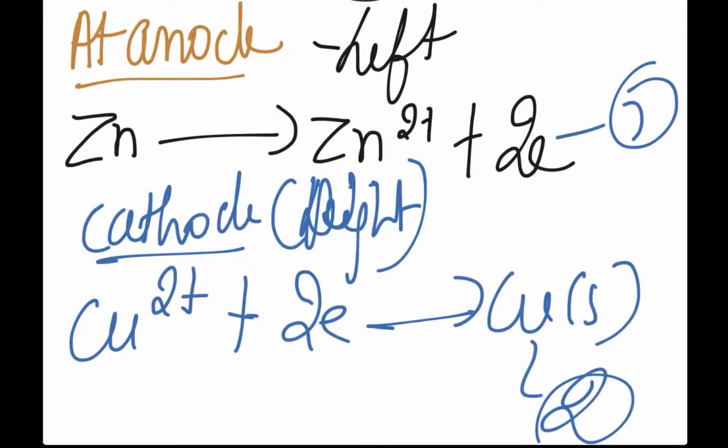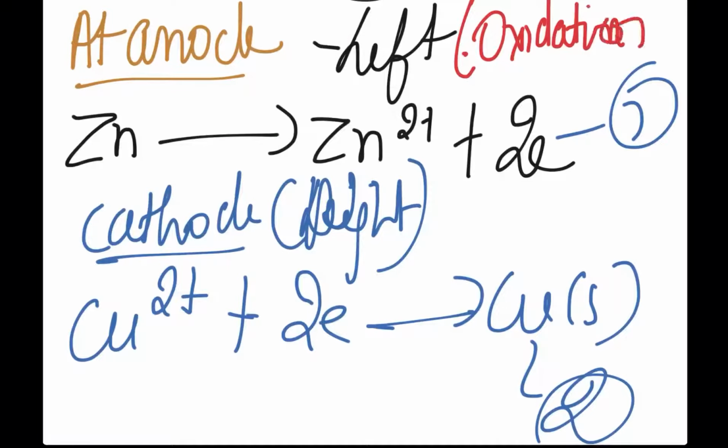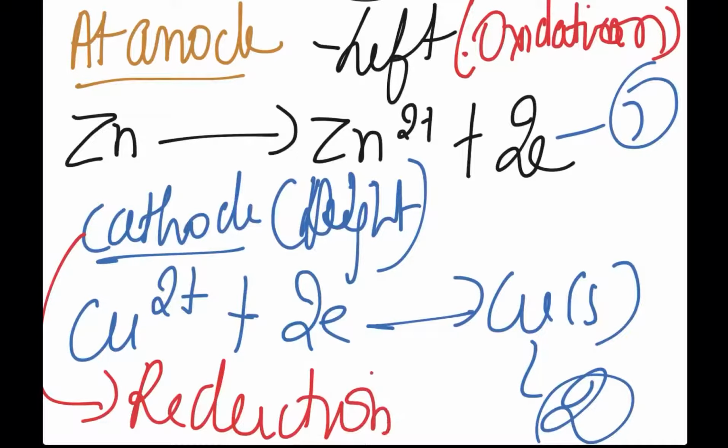Now, in the first case of the anode, the electrons are lost, and loss of electrons is oxidation. So the anode is the side of oxidation. Whereas in the cathode, the copper 2 positive gained 2 electrons to become copper solid. So this is the site of reduction, because oxidation is called your loss of electrons and reduction is the gain of electrons. So at the anode I had oxidation, whereas in the cathode I had reduction.